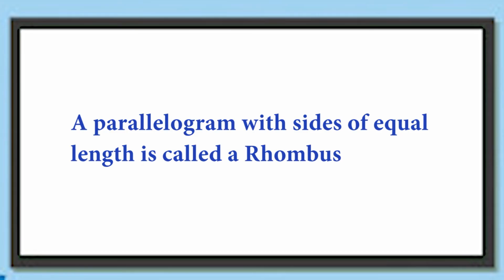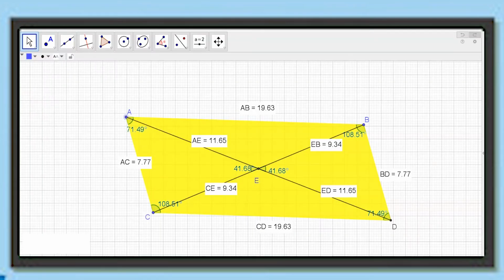A parallelogram with sides of equal length is called a rhombus. Now we are going to see a special variety of parallelogram which we are going to call the rhombus. So because a rhombus is a special variety of a parallelogram, that is, it branches out of a parallelogram, it will have all the properties of a parallelogram, and apart from that, it may have a few extra properties.